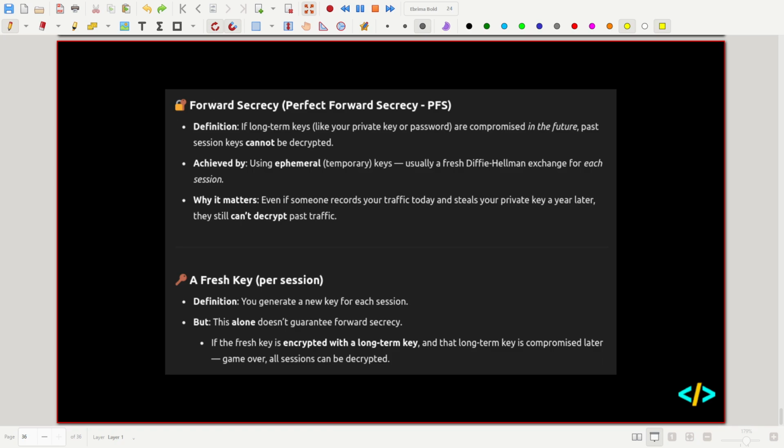We achieve this, though we haven't covered it in a lot of detail, using ephemeral keys, where we use a fresh Diffie-Hellman exchange. All ephemeral means is temporary, so we just throw it away. We use a fresh Diffie-Hellman exchange for each session, which is why that g^x and g^y we looked at are fresh for every single session. That matters because if someone records your traffic and steals that private key, they still can't decrypt your past traffic.